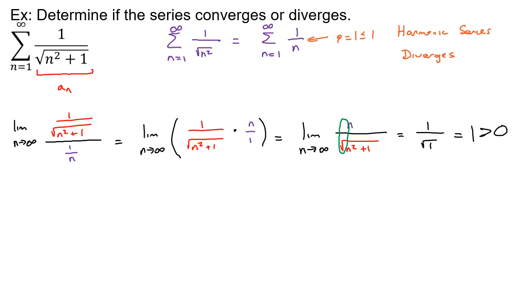Our b sub n diverges because it's a harmonic series. So my a sub n, this series right here, has to diverge by limit comparison. And hopefully that makes sense. So we'll try one more.